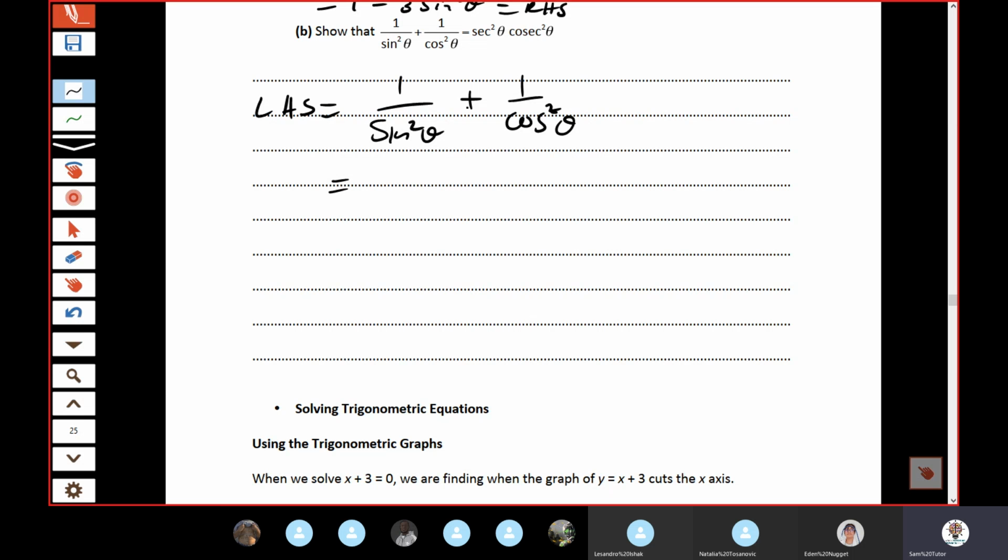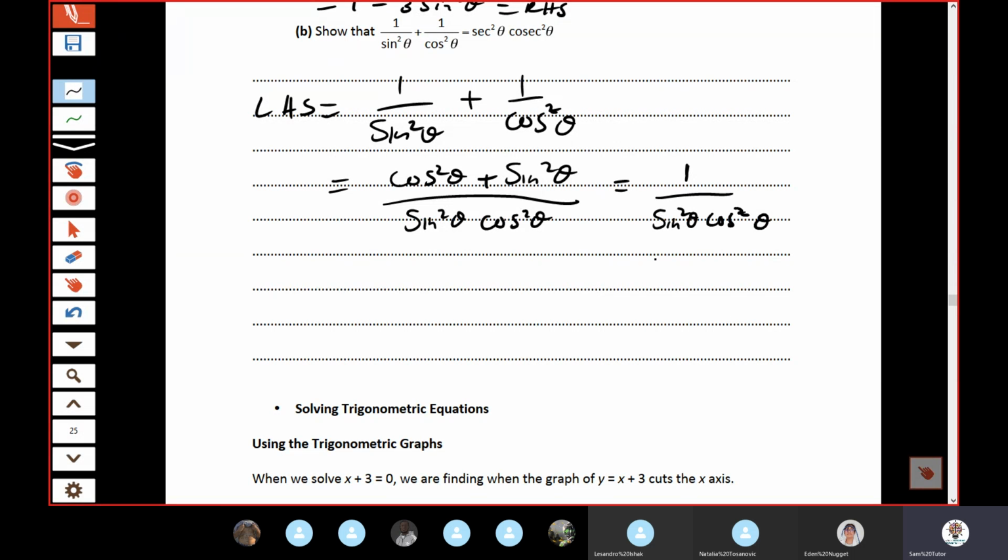So cos squared times 1, sine squared times 1, on sine squared cos squared. What's cos squared plus sine squared equal to? 1 on, and then you're left with sine squared times cos squared, which now can become sec squared cosec squared, equals right-hand side. Easy.